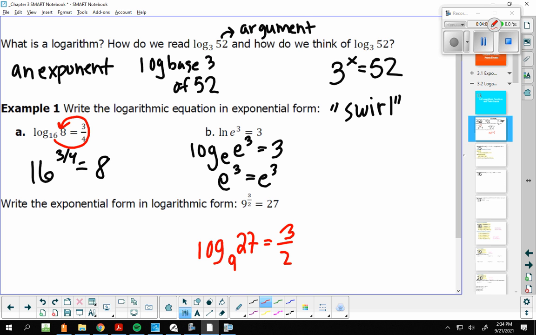Again, you can still think of this as a swirl. Log base 9 of 27 equals 3/2. So you can think of that. That's a good way to help you remember, but I want you guys to really be thinking, oh, well, the exponent's just the log, right? So the log equals the exponent. And we just wanted to know what exponent changed 9 into 27.